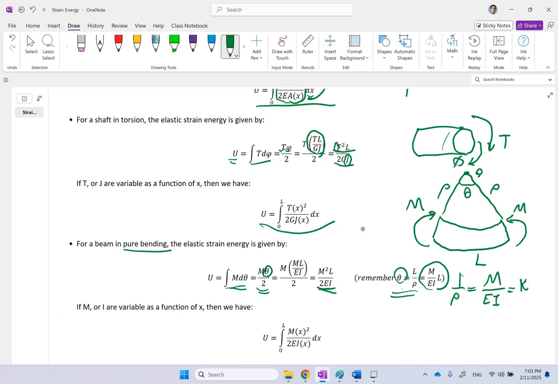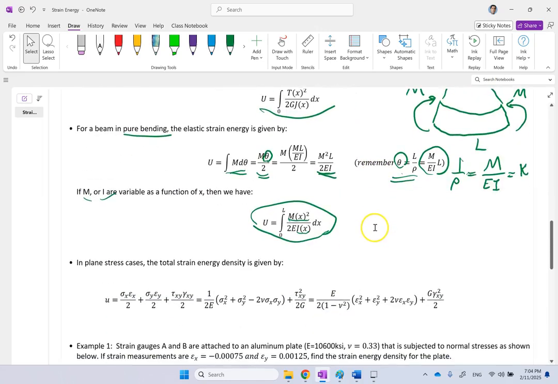Now, if M or I are variable and it's not pure bending, then you're going to do this integral to get the total strain energy of a beam in bending, which is not pure bending, because M here can change versus position, and I could or could not change versus position. So these are different formulas for torsion, for bending, for tension and compression or axial load. Whether it's variable or constant, we have formulas for each and every one of them.